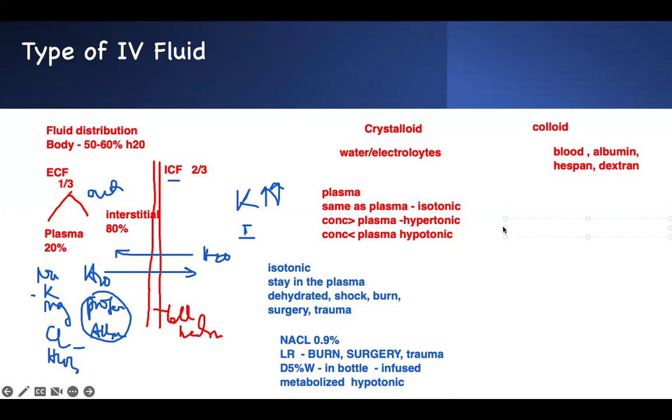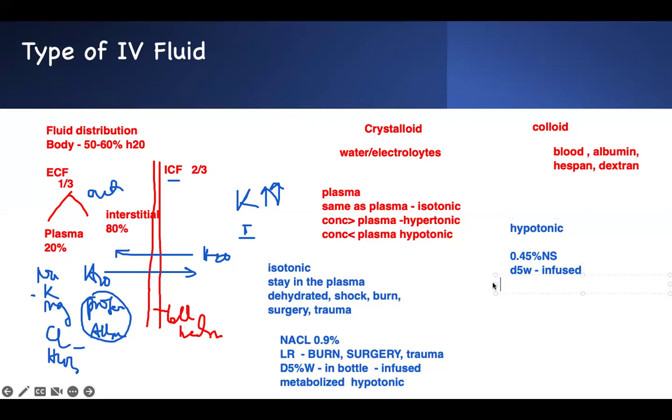If your concentration is less than that of plasma, you are hypotonic. So instead of 0.9%, you get 0.45% normal saline. This is the most common one. And then D5W, like I said, infused is not in a bottle. D5W infused is a hypotonic solution. But if it's in the bottle, it's an isotonic solution. That's the key. When do you use this situation?